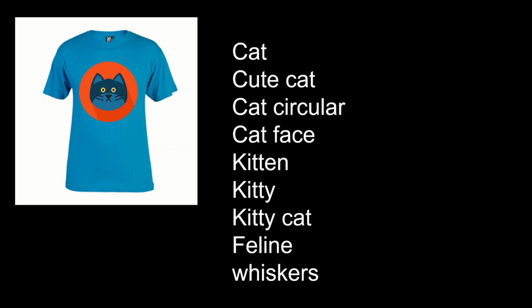I've basically got 3 tiers of tags in my mind. So the first tier would be the highest quality, kind of like the A team of tags. So obviously I would write down cat, cute cat, cat face, kitten, kitty, feline, whiskers, things that I think will capture most of what people are going to look for when they find that design.